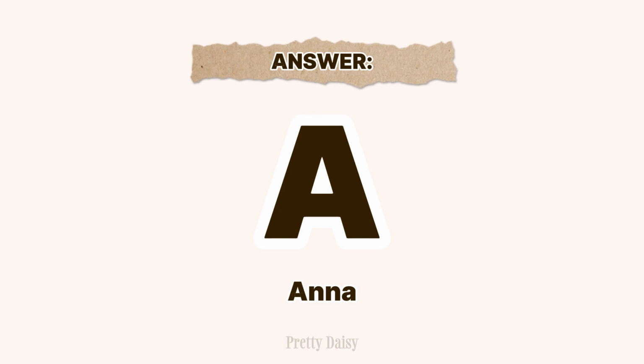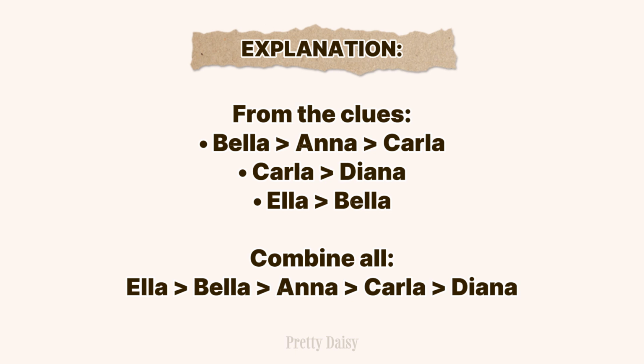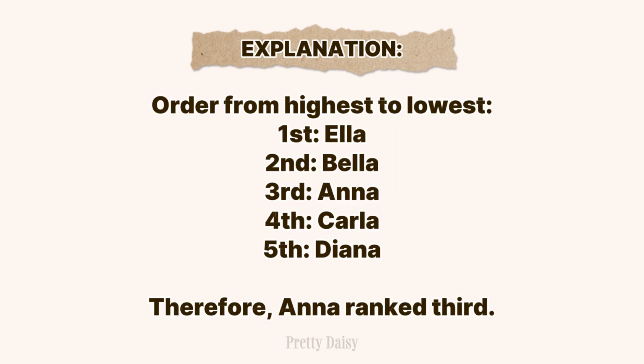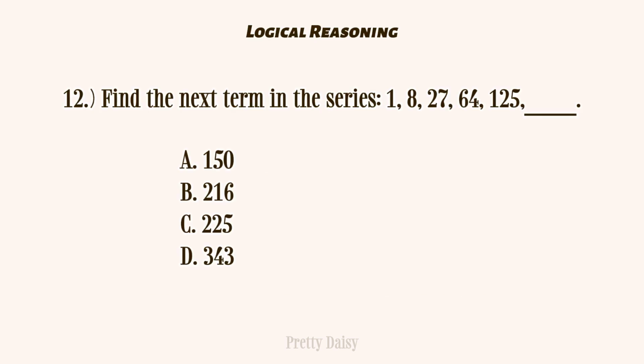Answer: A. Anna. From the clues: Bella is greater than Anna, who is greater than Carla; Carla is greater than Diana; Ella is greater than Bella. Combine all: Ella greater than Bella, greater than Anna, greater than Carla, greater than Diana. Order from highest to lowest: first is Ella, second is Bella, third is Anna, fourth is Carla, fifth is Diana. Therefore, Anna ranked third.